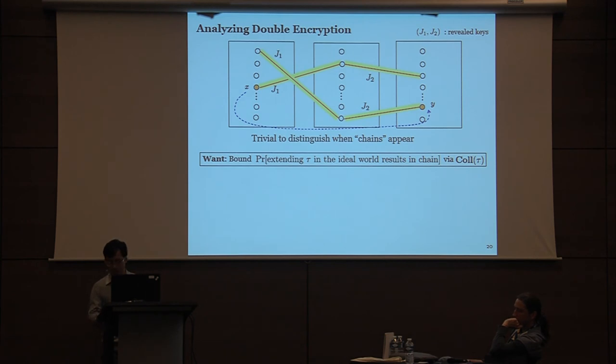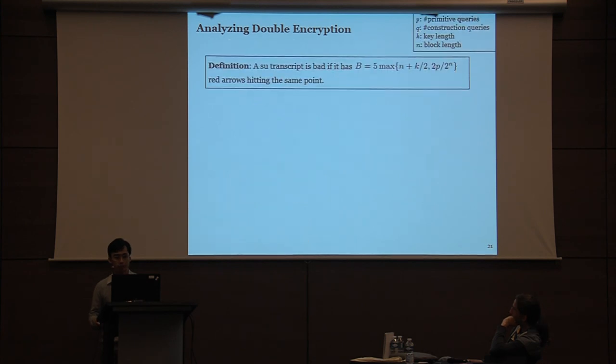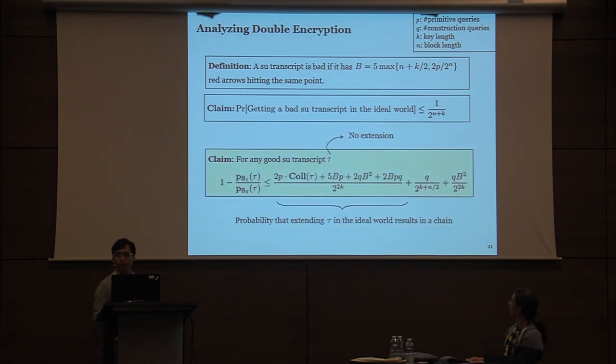But the bound will be inferior if we have too many red arrows hitting the same point. For example, here you have 6 red arrows, but there are 9 paths leading to 9 possible chains. So to deal with that, we define a sealed transcript to be bad if it has B or more red arrows hitting the same point. And the threshold is selected so that the probability of having a bad transcript is very small. And you can then obtain a bound on the ratio of real and ideal probabilities.